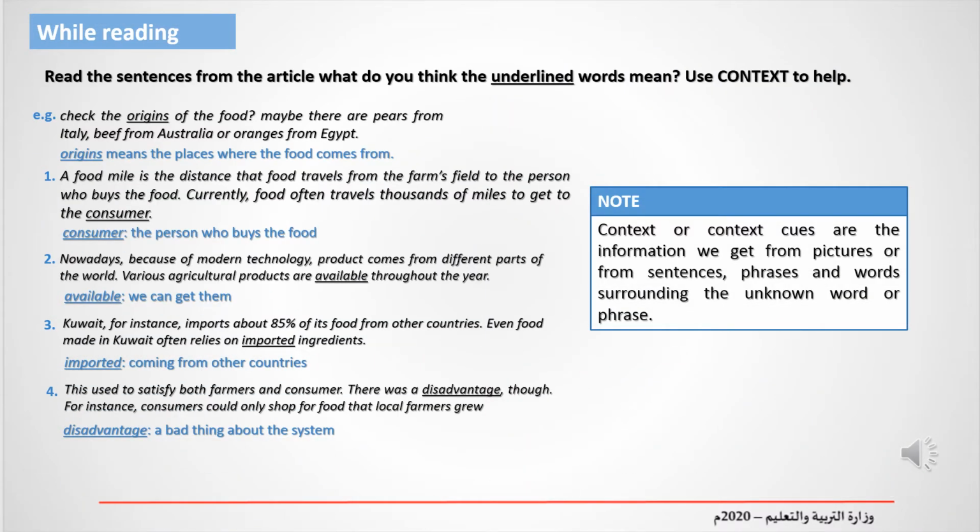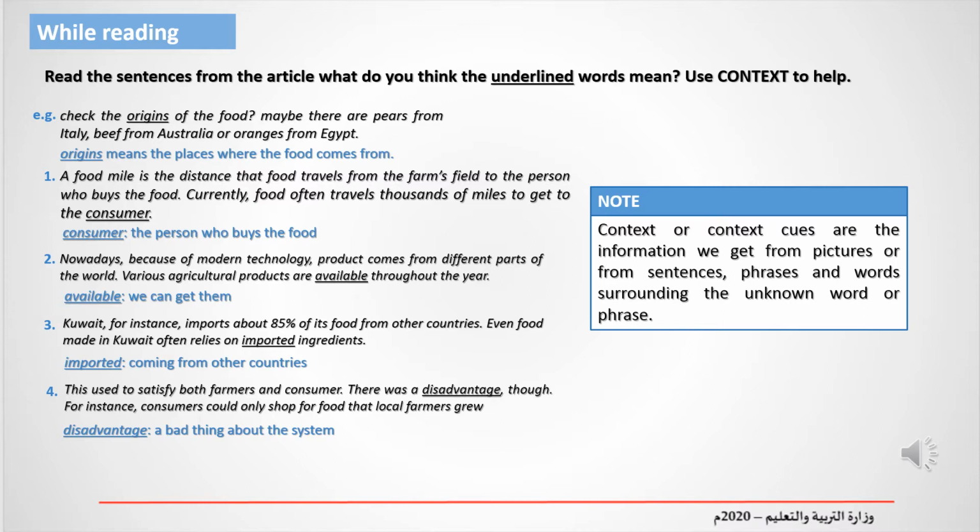The reading passage contains words that may be new to you. To understand them, you need to use context. What is context? Have a look at the study skill note. Context or context cues are the information we get from pictures or from sentences, phrases, and words surrounding the unknown word or phrase. Here is an example.